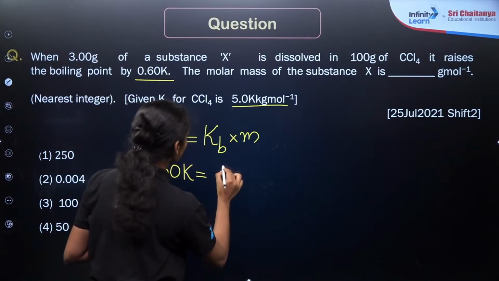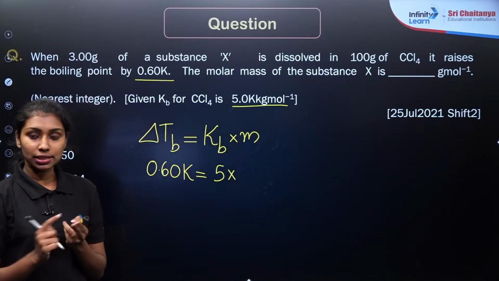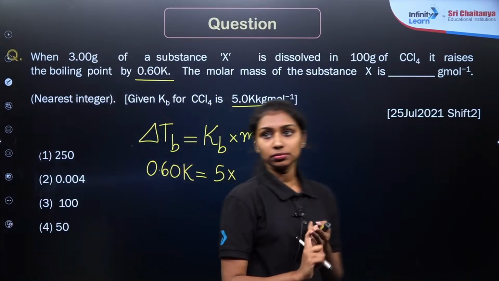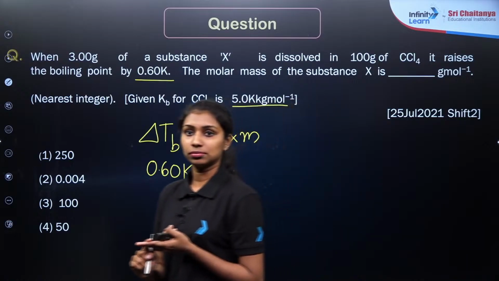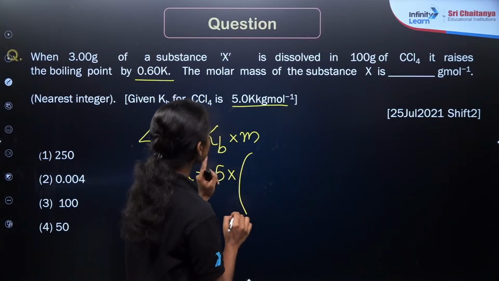The Kb value is already given as 5. Molality we need to calculate. From that, we need to calculate the molar mass of the substance X, right?